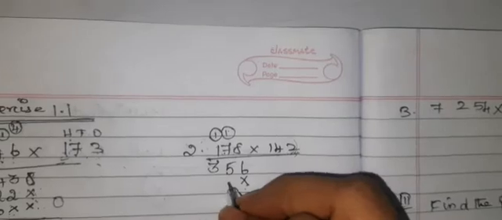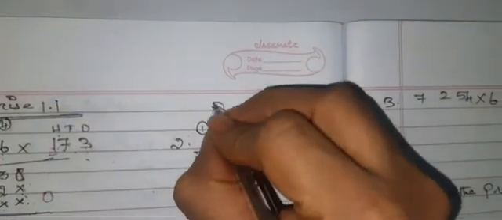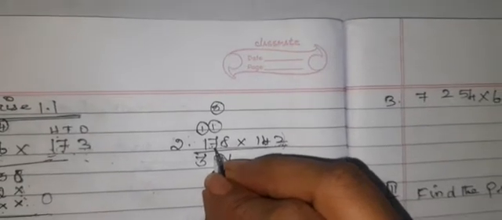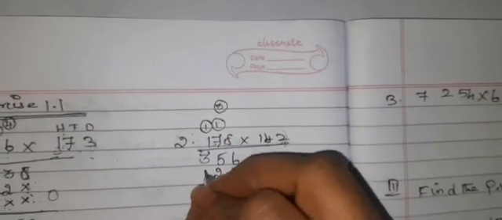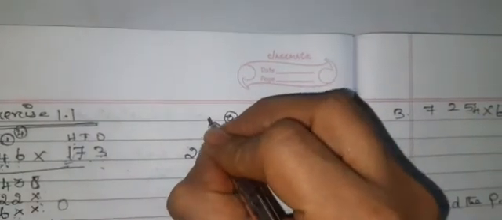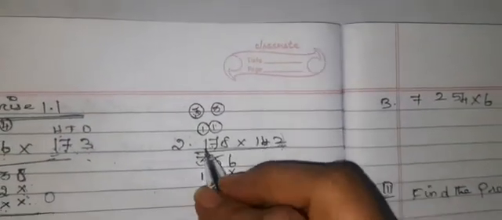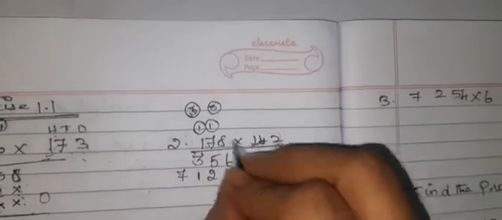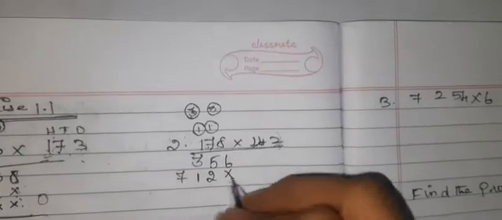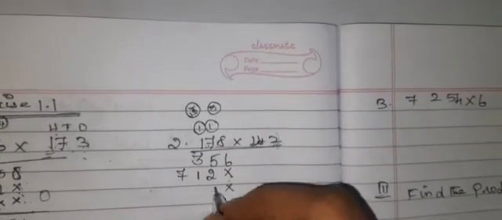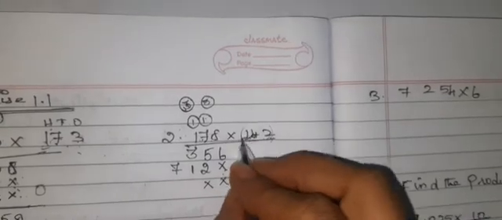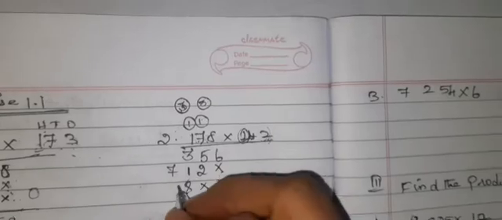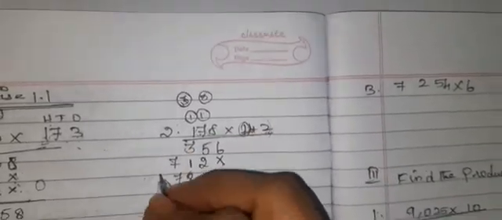4 8s are 32. Take the carry to the tens place. 4 7s are 28. 28 plus 3 is 31. Take the carry to the hundreds place. 4 1s are 4. 4 plus 3 is 7. Again you have to multiply the multiplicand with the hundreds place value. So you have to put 2 multiplication symbols since it is of the hundreds place value. 1 multiplied with 8 is 8. 1 multiplied with 7 is 7. 1 multiplied with 1 is 1.